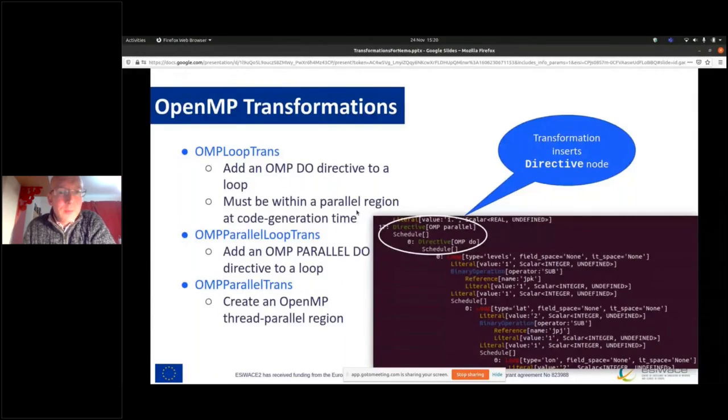We don't mandate what order you apply transformations when you're transforming code. You can do what you like, but that does mean that we have to then do checks at code generation time to check that what we've been given is valid. So for instance, an OpenMP do directive, because it says execute this loop in parallel, you have to be within some parallel region, so it will check that at code generation time.